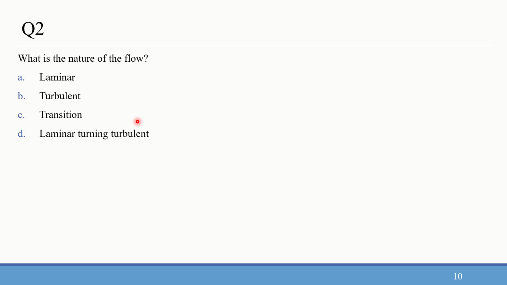Coming here, it is question 2. We will see what is asked in question 2. What is the nature of the flow? Option A, laminar. Option B, turbulent. Option C, transition. Option D, laminar turning turbulent. Option E, transition turning turbulent. Option F, laminar to transition. Option G, insufficient data. So we are asked to find the nature of the flow.